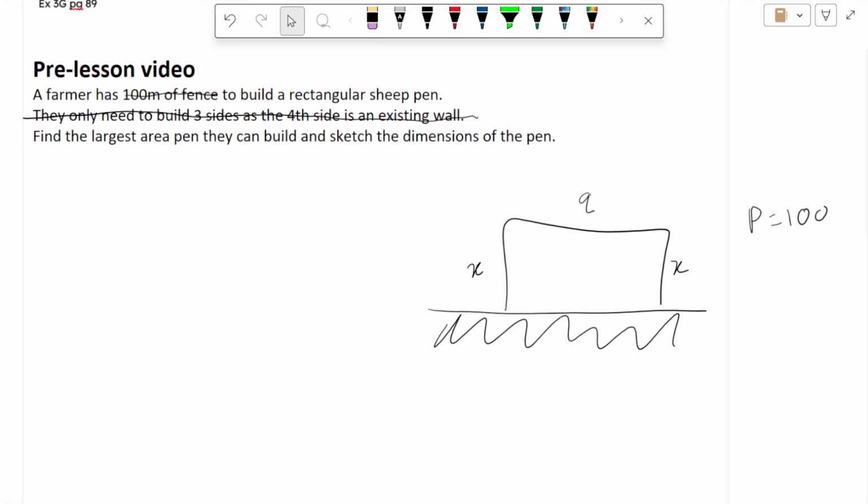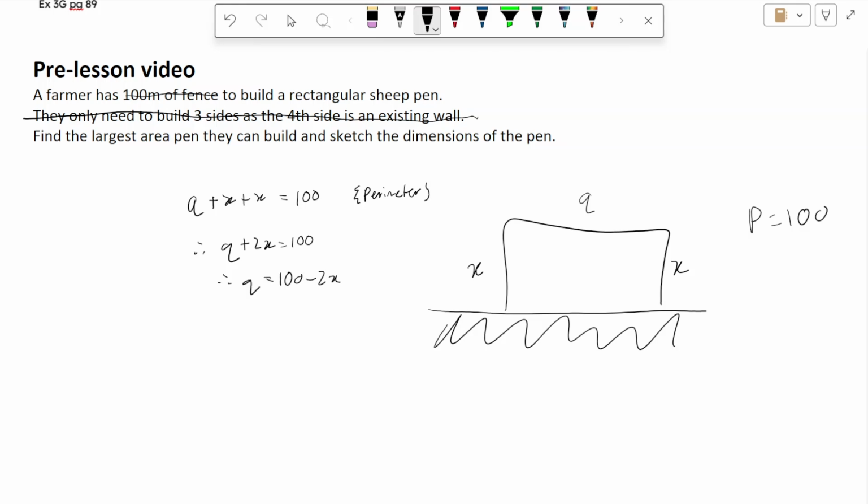So basically, first thing we need to do is figure out what Q is. So Q plus X should equal 100. So that would be the perimeter minus that other wall. Therefore, Q plus 2X is 100. Therefore, Q is 100 take 2X, just like that. So now, instead of writing Q on this diagram, I can write 100 take 2X whenever I see it.